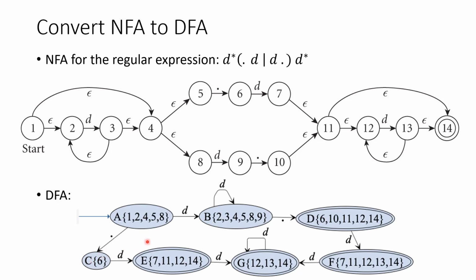Then we continue to explore outgoing transitions from states B and C and discover states D and E, and so on. The final states of the DFA are those containing the final state 14 of the NFA. So they are state D, state E, state F, and state G.